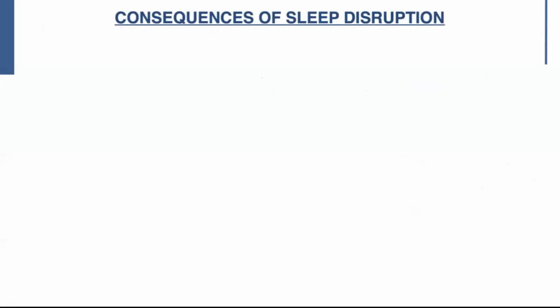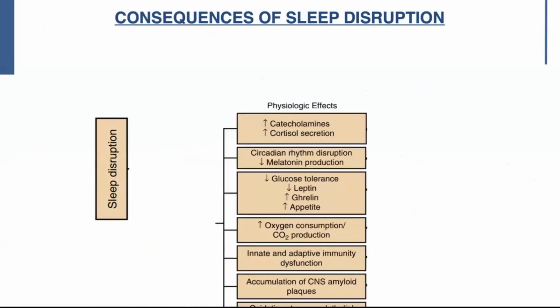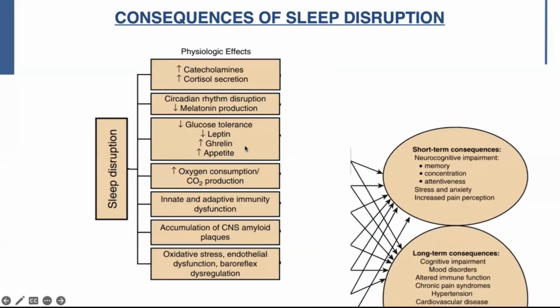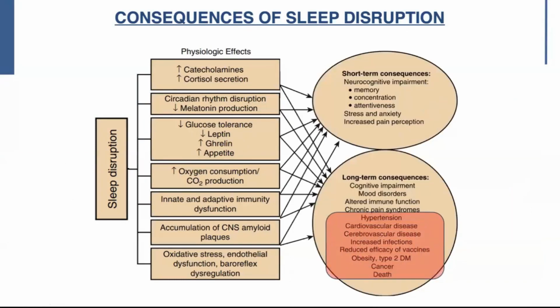And before proceeding further, what are the consequences of sleep disruption? As we can see, disrupted sleep leads to various physiological effects, such as an increase in catecholamines, an increase in cortisol secretion, and various hormonal imbalances like an increase in ghrelin and a decrease in leptin. Ultimately all these physiological effects culminate in short term as well as long term consequences, especially hypertension, cardiovascular disease, cerebrovascular disease, and type 2 diabetes mellitus, which are commonly encountered in clinical practice.